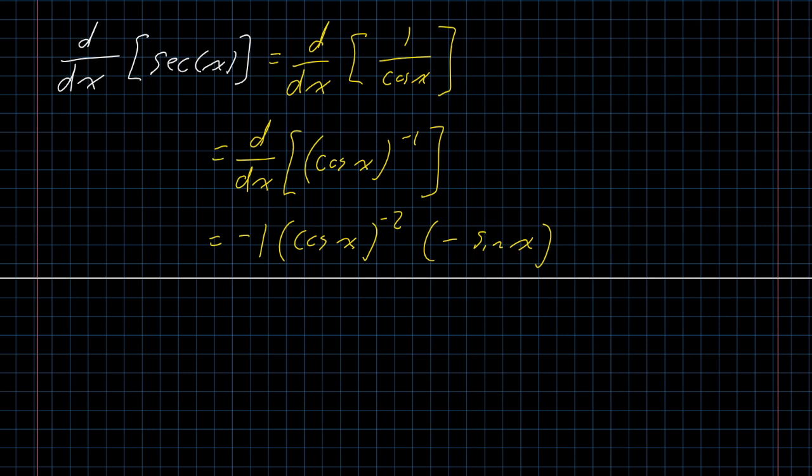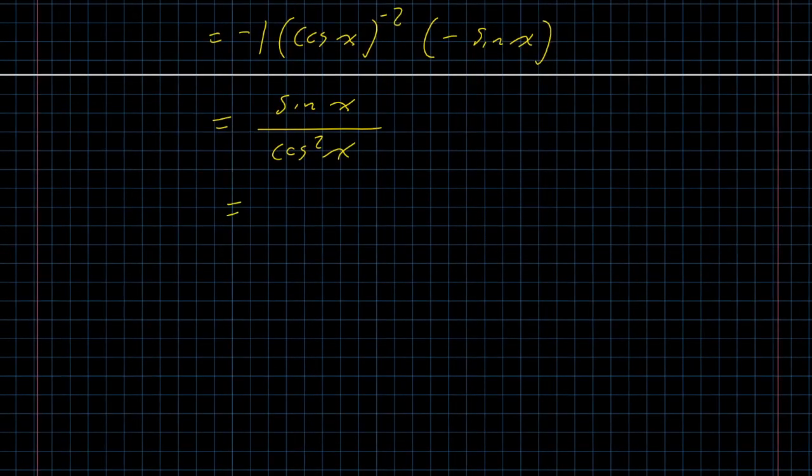All right, the negatives will cancel each other out. Cosine to the negative second I can think of as being in the denominator. So I end up with sine x over cosine squared x. There are a couple of different ways that you could simplify from here. The most common is to rewrite this as 1 over cosine x times sine x over cosine x. 1 over cosine x is secant x. Sine over cosine is tangent.